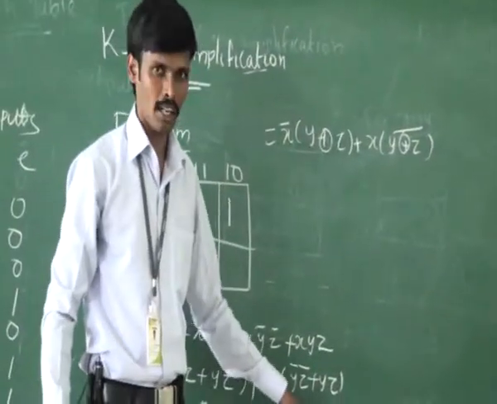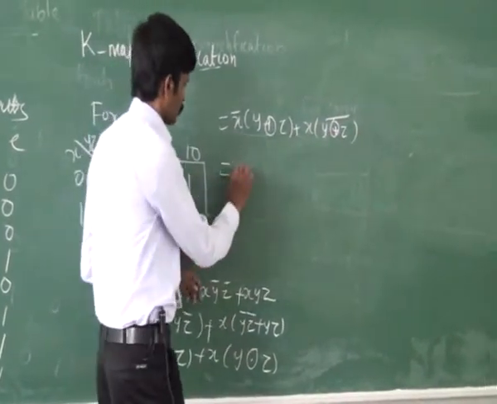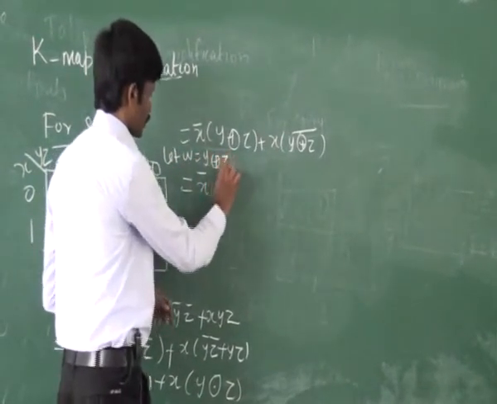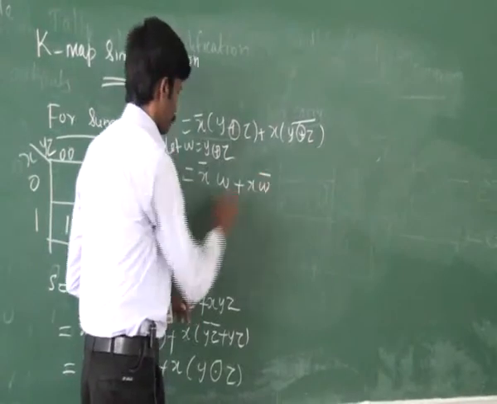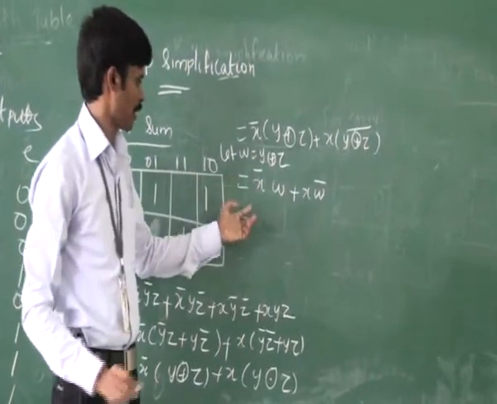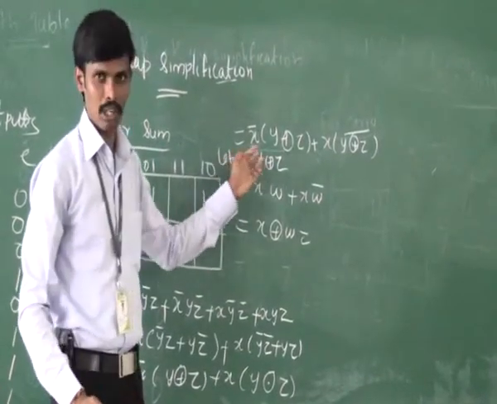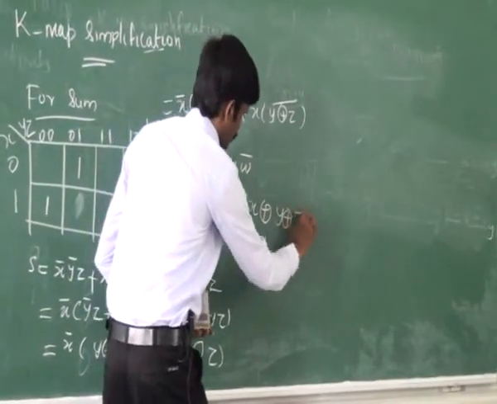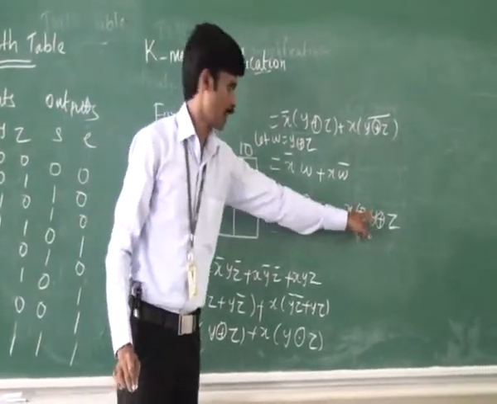Now this y XNOR z can be written as y XOR z whole bar, which is equal to x bar. Let w is equal to y XOR z, this can be written as x bar into w plus x into w bar. Now this looks like an XOR expression. Now this can be written as x XOR w. We know that w is equal to y XOR z, which gives x XOR y XOR z. Then the sum expression can be reduced as S is equal to x XOR y XOR z.